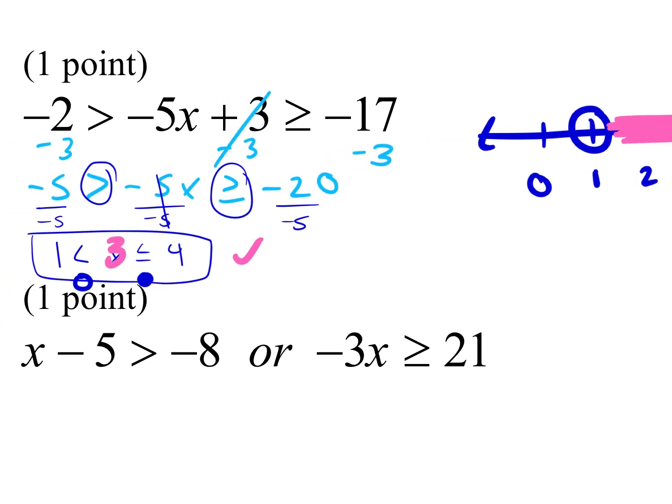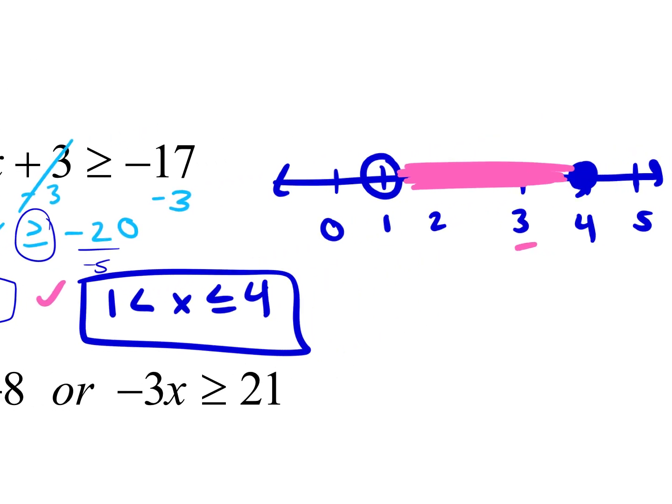So part of our answer should be this: 1 is less than x, which is less than or equal to 4. The other part of our answer is this number line, the graph here.